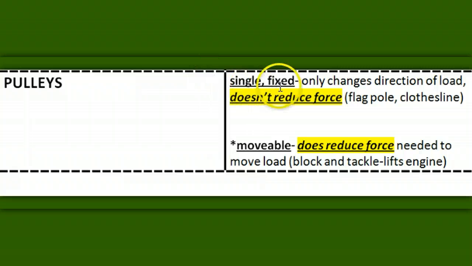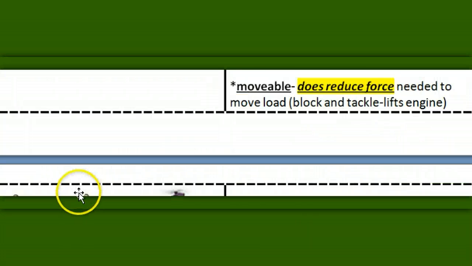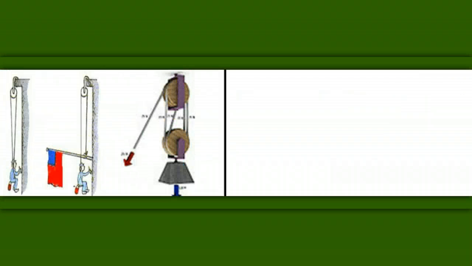So there are two types of pulleys you have to know. The single fixed pulley only changes the direction of a load. It doesn't reduce force. Flagpoles and clotheslines are examples. And then there's the movable pulley, like a block and tackle that lifts an engine. It does reduce the force needed to move a load. And these are examples of them.